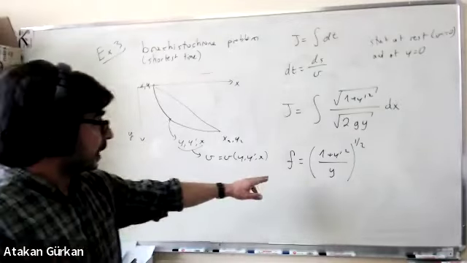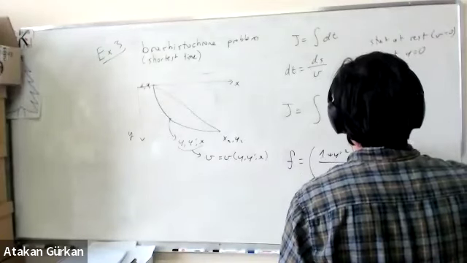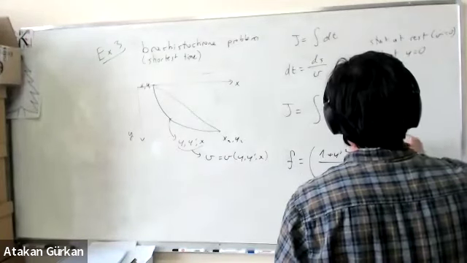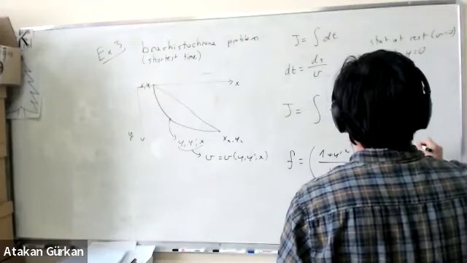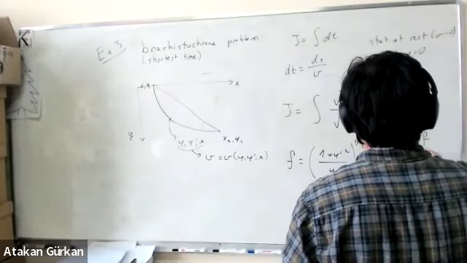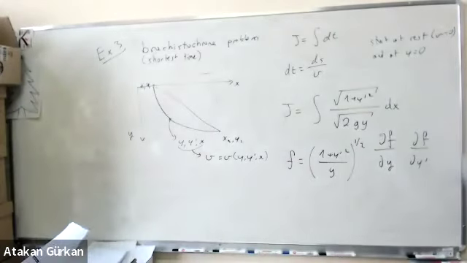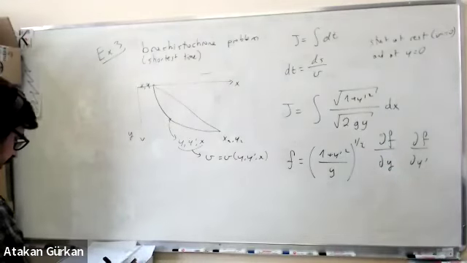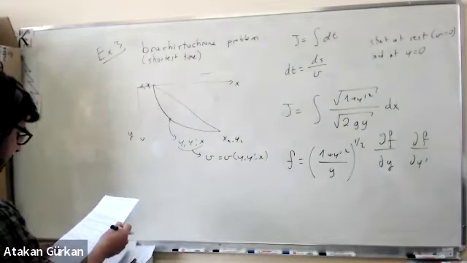So we have this, and we need to calculate del F by del y and del F by del y prime, and then put them into the Euler-Lagrange equations. So when you make that calculation, let me just copy from here. I don't want to do all these things.